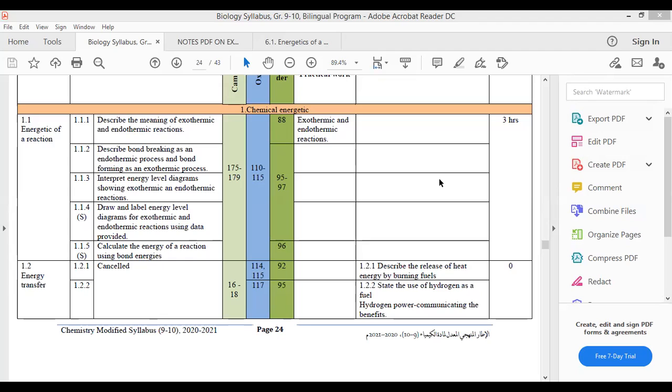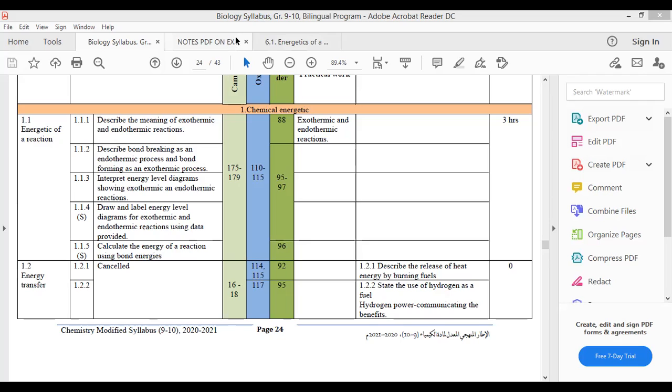We are going to discuss today our third objective, the energy diagram for exothermic and endothermic reactions. Yesterday we studied the meaning of exothermic and endothermic reactions, and the bond breaking and bond making process. Any question about the first two objectives?